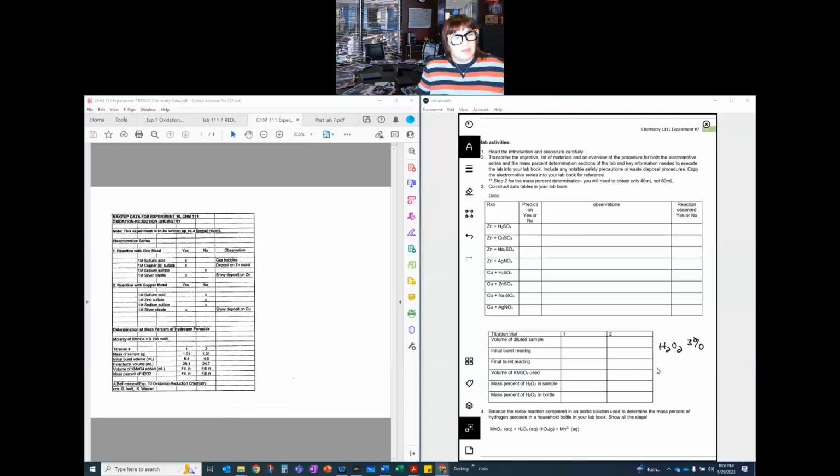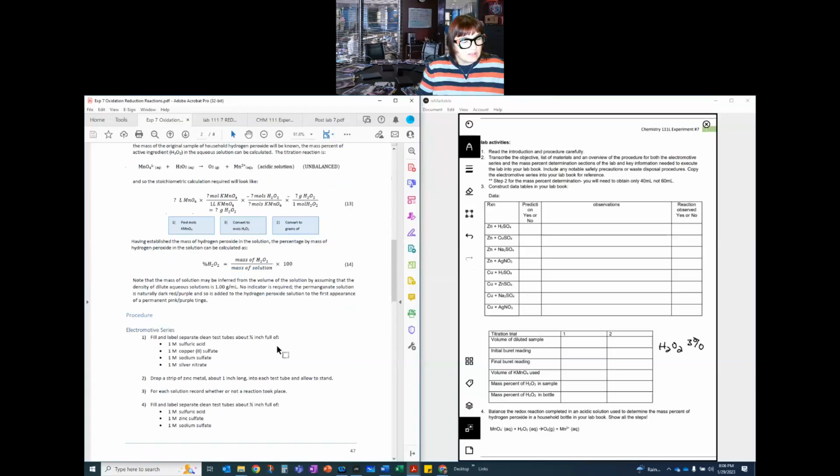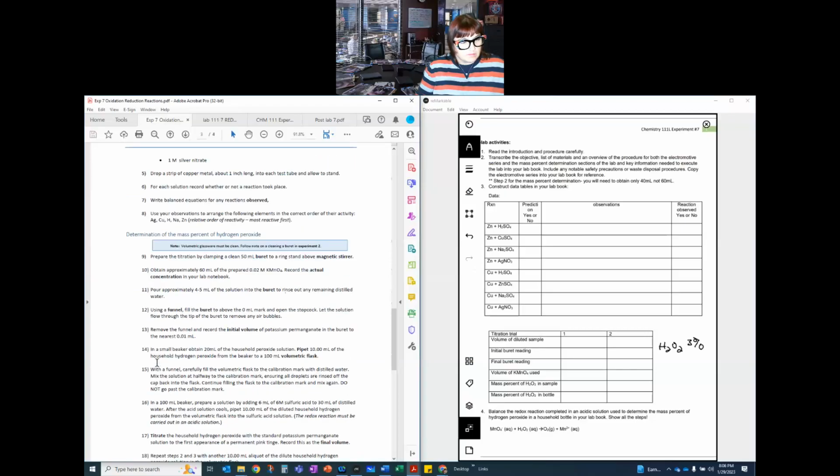So you make each of these samples per the prepared titration, obtain 60 mLs of 0.02 KMnO4. It says in a small beaker, obtain 10 mLs into a 100 mL flask. So you do a dilution of that. So your V1 equals 10.